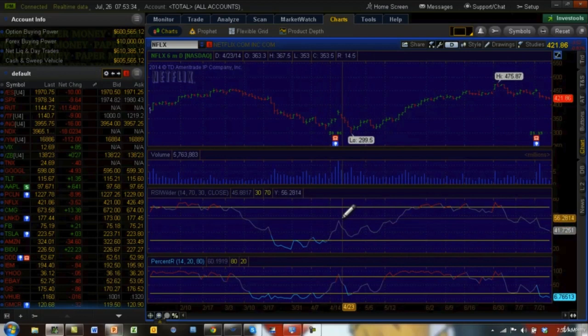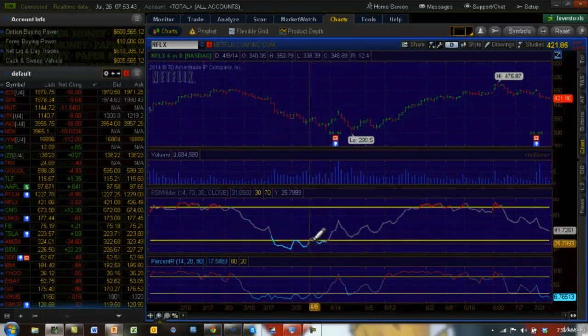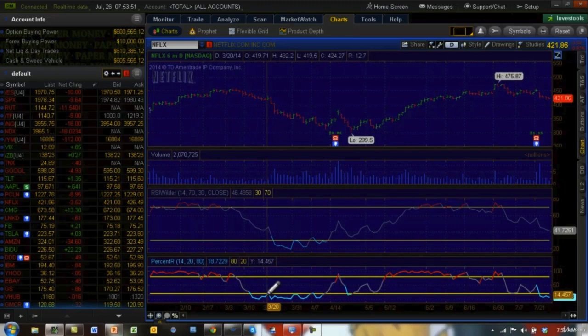In the case of oscillators, these are the two popular ones, the RSI and the percent R, and they both work a little differently. Sometimes you can use the RSI to see when a reversal point might come, and many times you can use the percent R to see when a particular sentiment sets in.